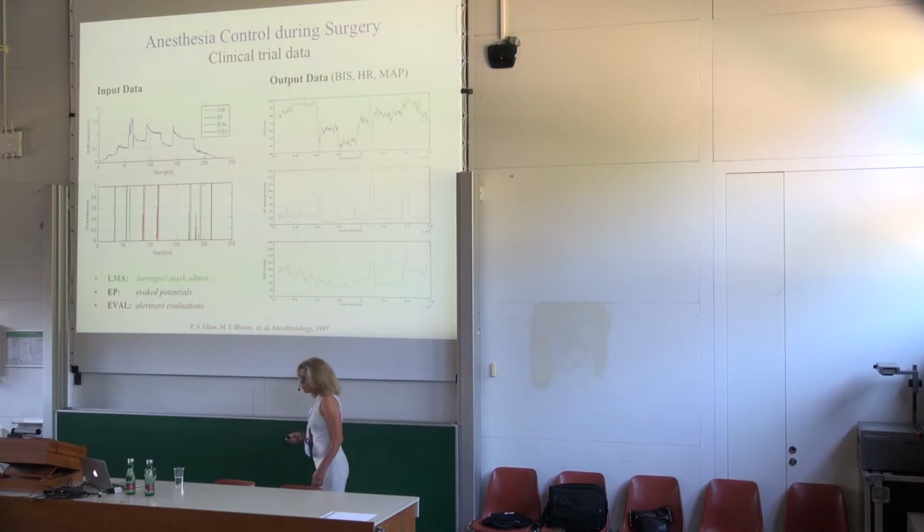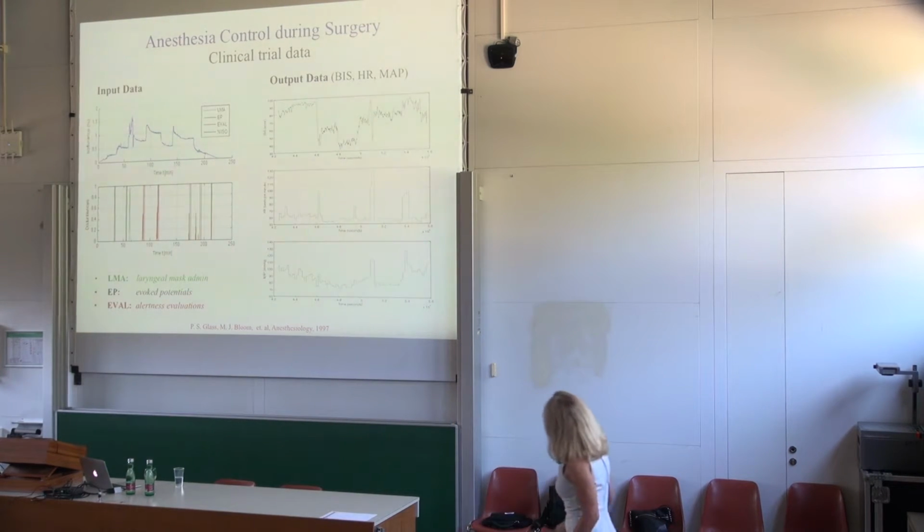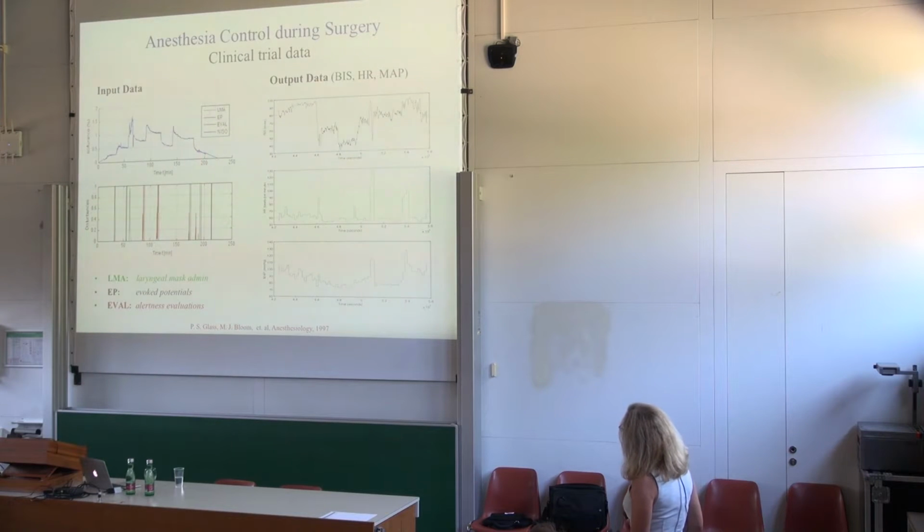So here's an example of some of our data. You can see that in the back. I'm not sure, it's a little bit light. So these are our inputs. So this is the anesthetic input. So it's as a percentage volume concentration in the air mixture.